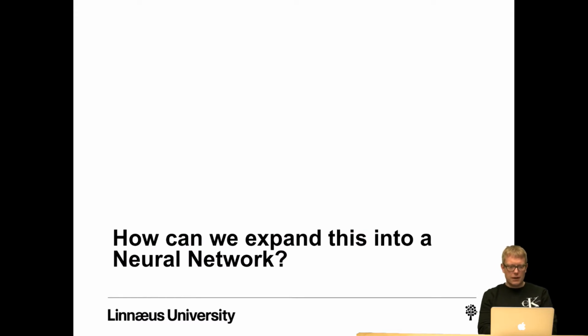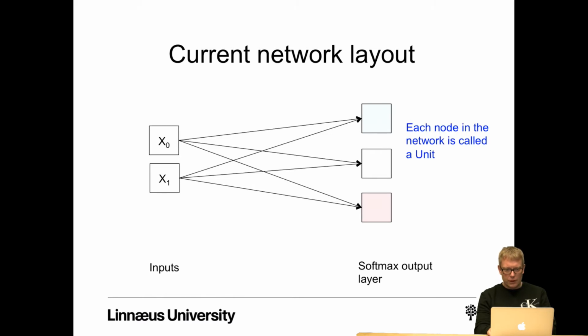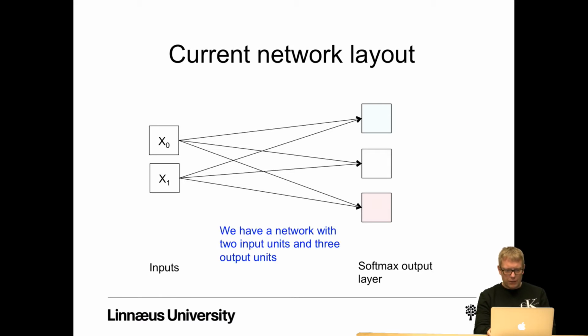The next question is, how can we expand this into a neural network? The current network layout looks like this. We have two inputs, x0 and x1, and we have a single layer, the output layer. So the inputs are connected to the output layer, the softmax output layer. And each node in the network is called a unit, so we have 3 units in our output layer. And we have a network with 2 input units and 3 output units.